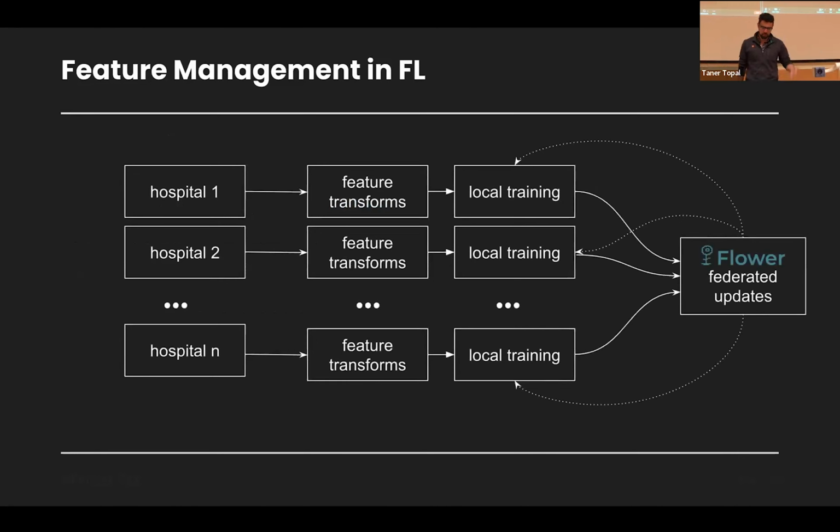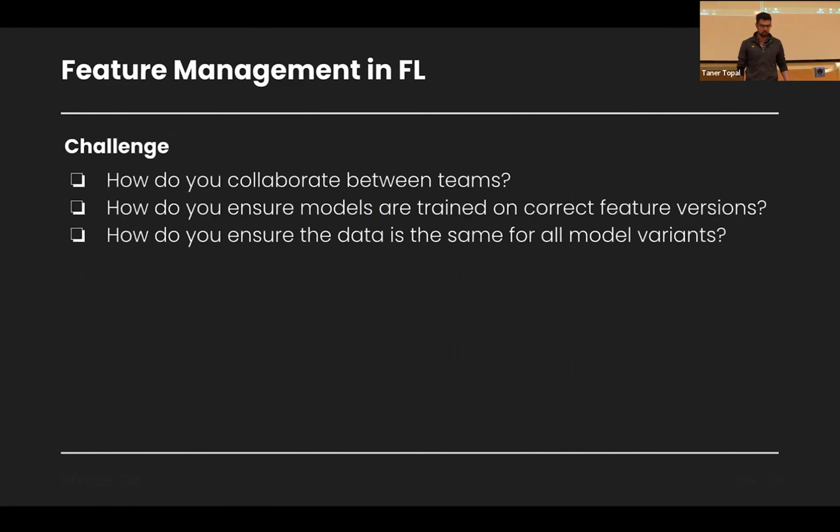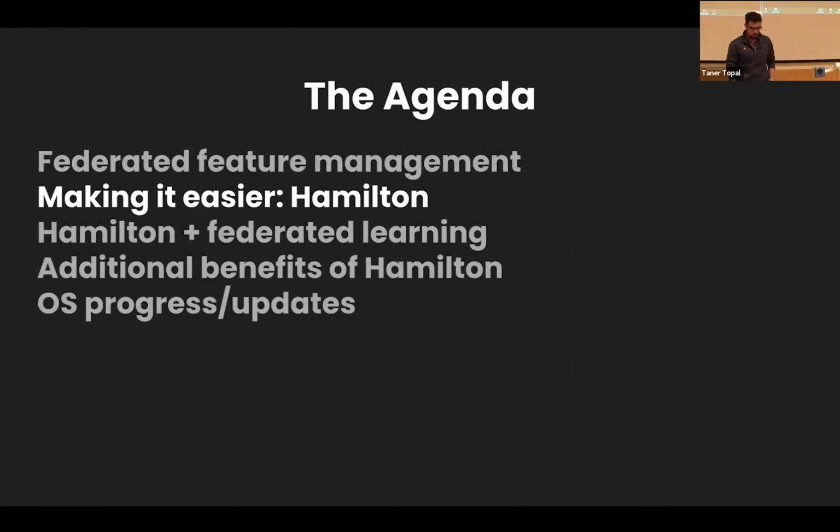So what does this look like? Well, you've got all these hospitals. They each have their own set of feature transforms. Then they do local training, and Flower does this feedback loop to update the model weights. All right. So the challenges: how do you collaborate between teams across hospitals? How do you ensure models are trained on correct feature versions? And how do you ensure the data is the same for all your model variants? Hamilton is here to make it easier.